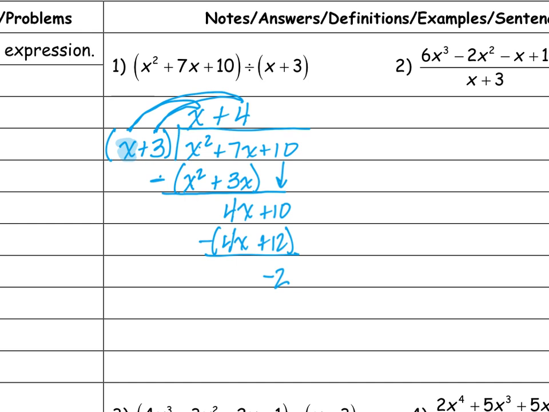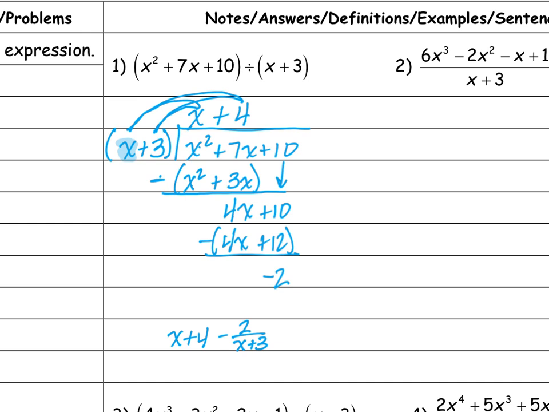So I'm going to write my answer down here because I have those little swoopy thingies. So I've got x plus 4 minus 2 over x plus 3. Okay? Just divide the remainder divided by whatever we're dividing by. And that's how you write your answer. Okay? Questions at home? It's like questions at home, questions in class.